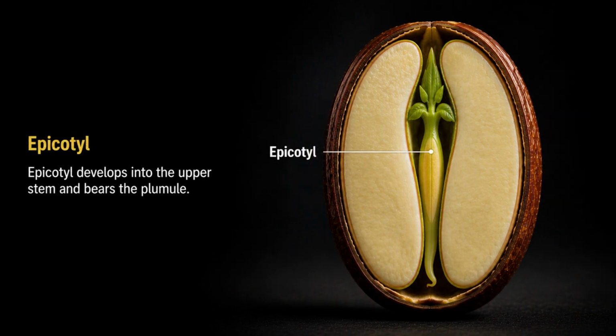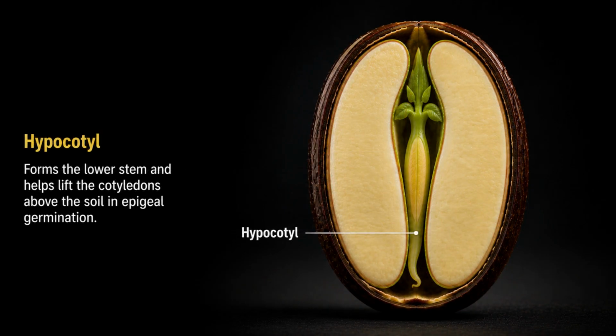The region of the embryonic axis below the plumule is called the epicotyl. During germination, it contributes to the development of the young shoot. Below the cotyledons is the hypocotyl, the part of the embryonic axis that connects the cotyledons with the radicle.